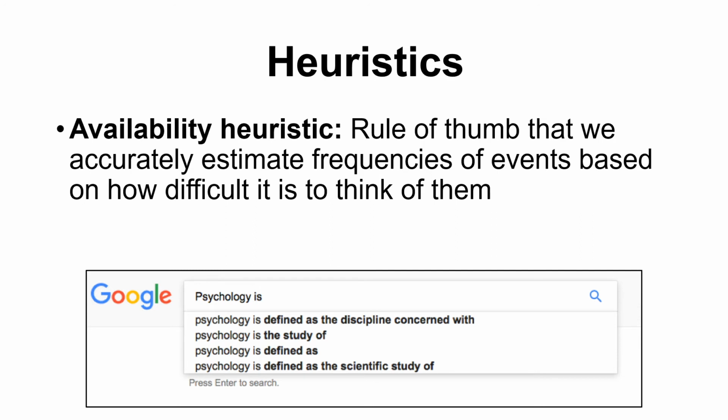And so we might conclude that shark attacks are more common than death by vending machine. But that's not the case. If we look at the statistics, far more people die each year due to vending machines than shark attacks. But because of this availability heuristic, because shark attacks are more memorable and easier to recall, we assume that they happen more frequently.